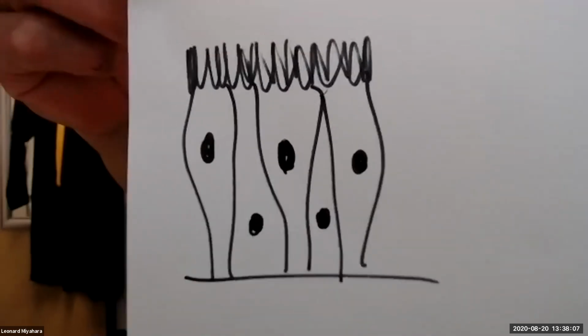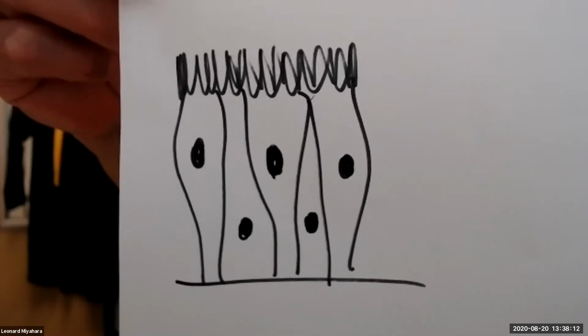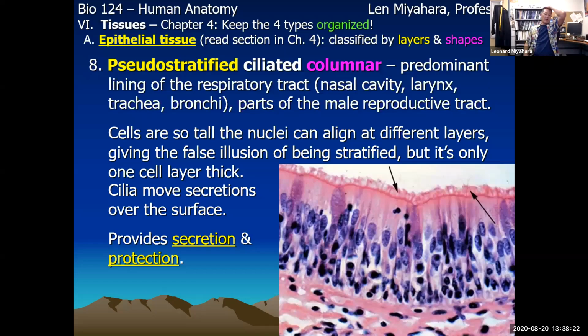Look at this. All these cells, this is one cell layer thick. It is a fake stratified, which is what pseudo means. This is fake stratified. Every one of those cells in that picture is on the basement membrane. It is one cell layer thick. And by the way, these little hairs that these black arrows are pointing at, these are the cilia. That's why you need this middle word. Pseudostratified ciliated columnar epithelium.